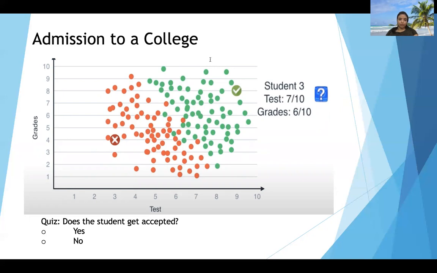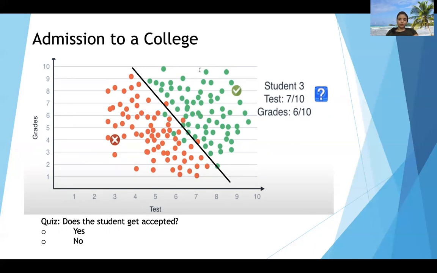So now there is a quiz. What do you think, will student 3 be accepted or not? Pause for a moment and think about it. To answer this question, let's look closely at the data. We find that the green and red points are nicely separated by a line. Here is the line. We can see that most of the points above the line are green and most of the points below the line are red, with some exceptions. And that line is going to be our model.